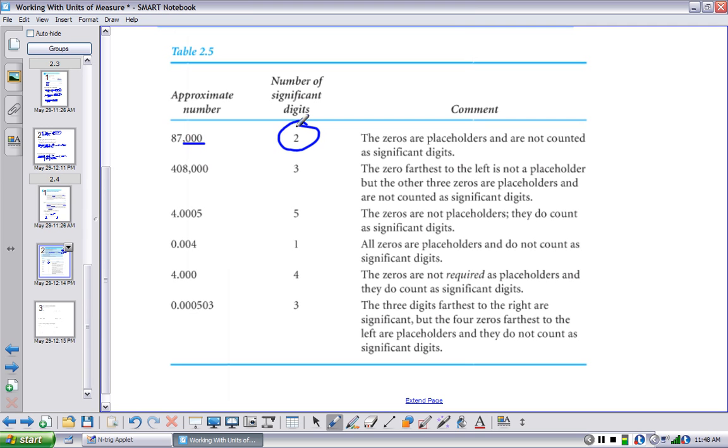If we look at 408,000, the 4, the 0, and the 8 are significant because the 4 and the 8 are non-zero, but the 0 is between two significant digits, and the other zeros are placeholders. Okay? Now, if we look at 4.0005, all 5 digits there are significant, primarily because these are not placeholders. If this 5 had not been here, if it had been 4.000, then it would have been one significant digit.